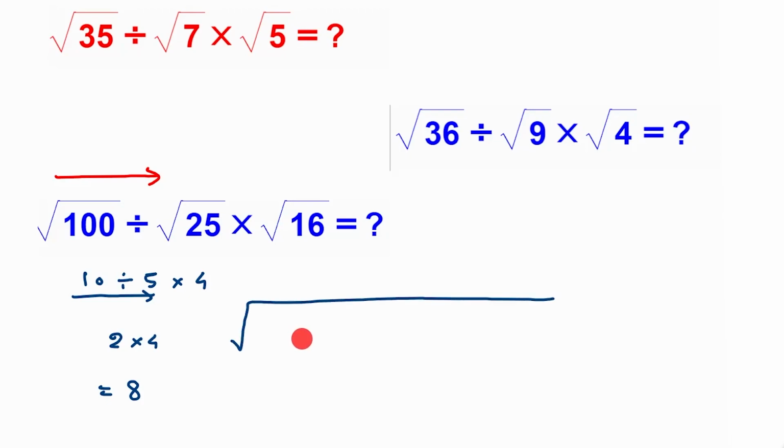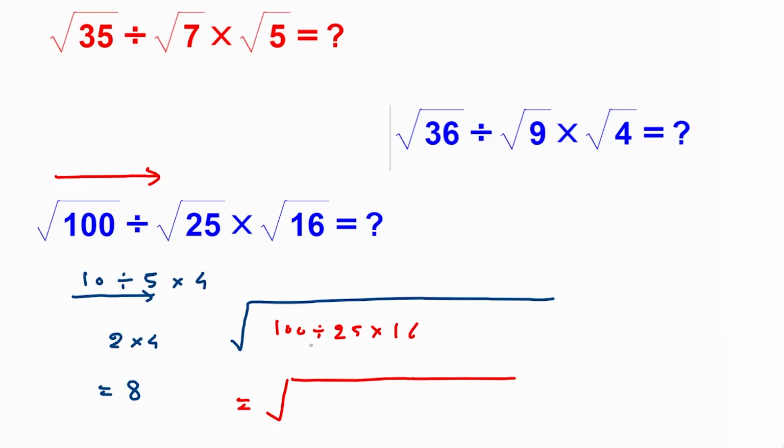This strategy is required to solve the one on the top. Since this is a square root with a division and a square root with a division and a multiplication, every value is a square root. We can bring the entire value under the sign of one big square root. And we can simply just write 100 divided by 25 multiplied by 16. And that answer is going to be simplified under the big square root.